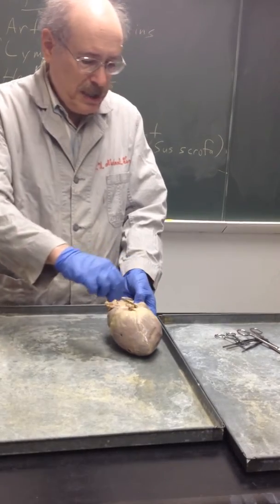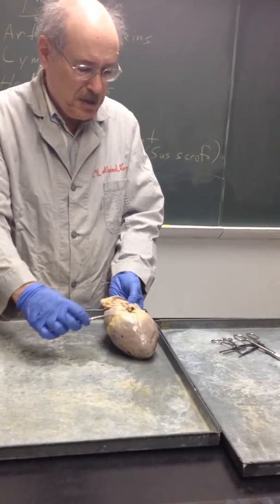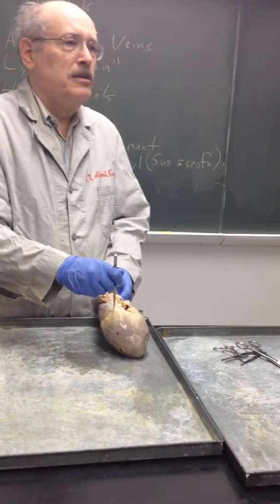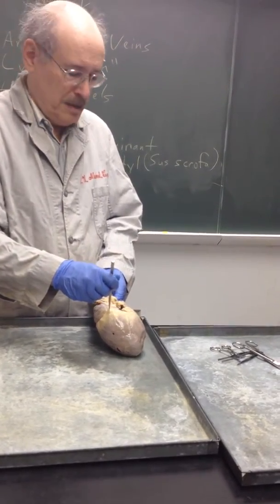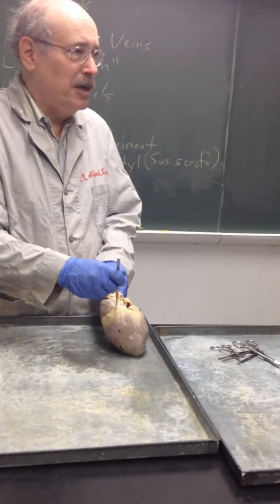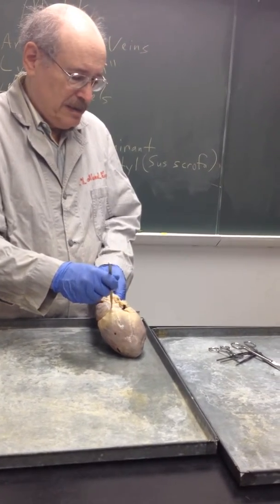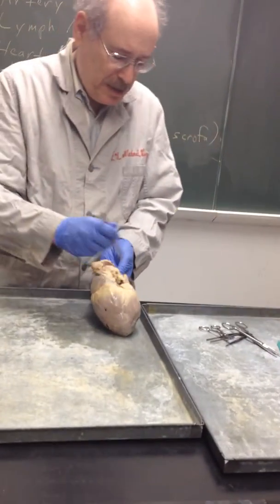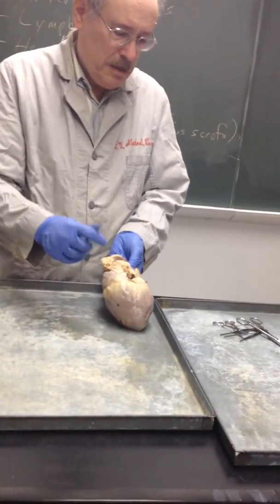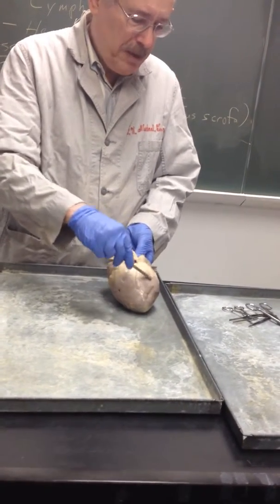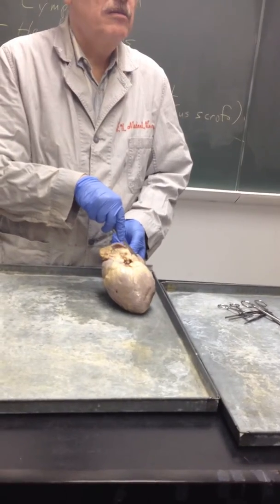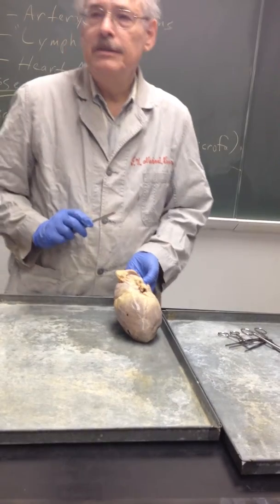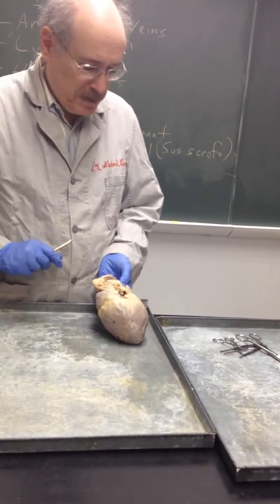But notice here we also see a groove running transversely. There are two names for this groove. You can call it the coronary sulcus, or you can call it the atrioventricular groove. If that's true, what are these two chambers? This is the right ventricle. This must be the right atrium. And this must be the left atrium, because it's directly above the left ventricle.